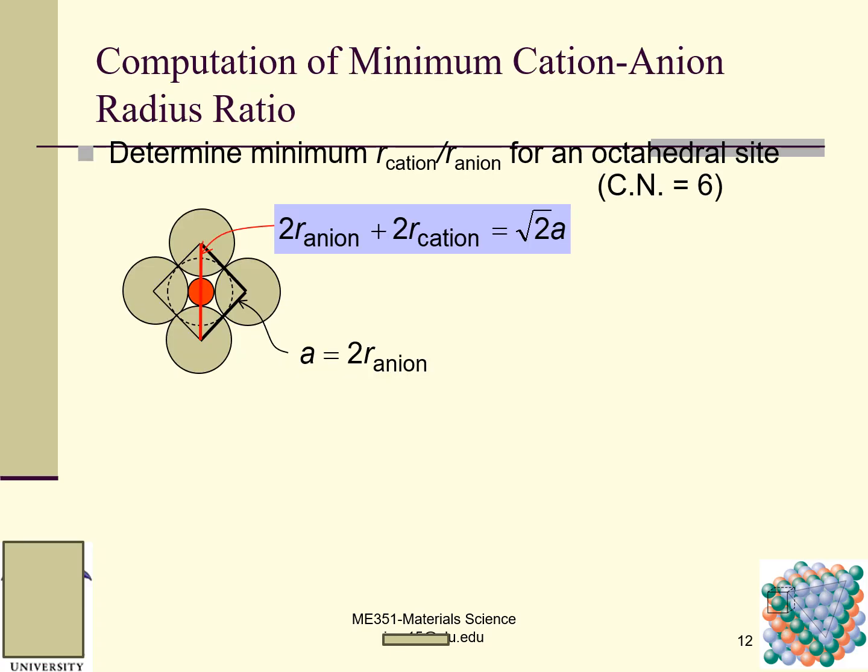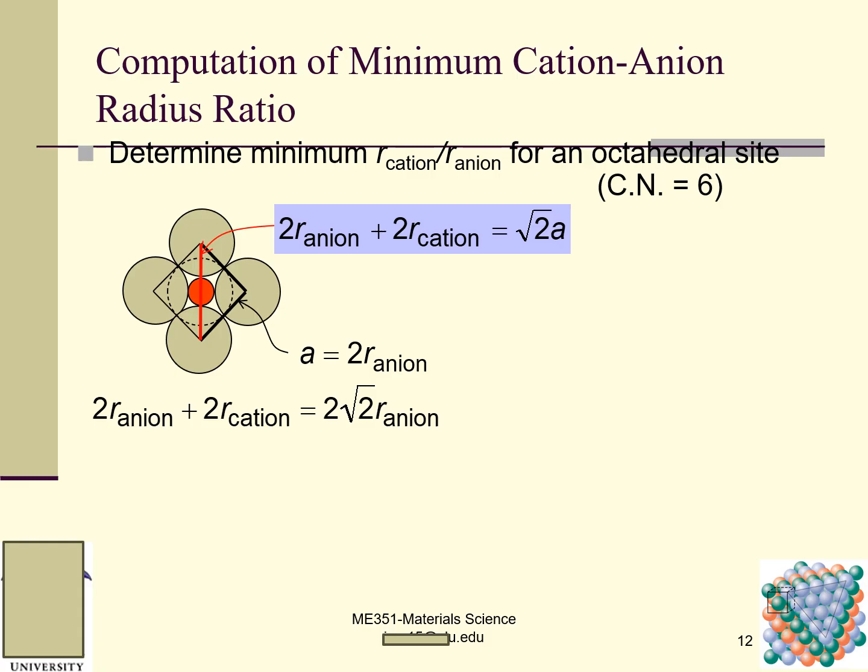And the computation of the minimum cation-to-anion radius ratio, and determining the minimum ratio of the cation radius to the anion radius, for octahedral and tetrahedral sites. For example, this coordination number equals 6. And here is how to calculate this for the octahedral site. You can see this is double the anion radius, and this double the cation radius equals square root 2, and A equals double the radius of this anion.